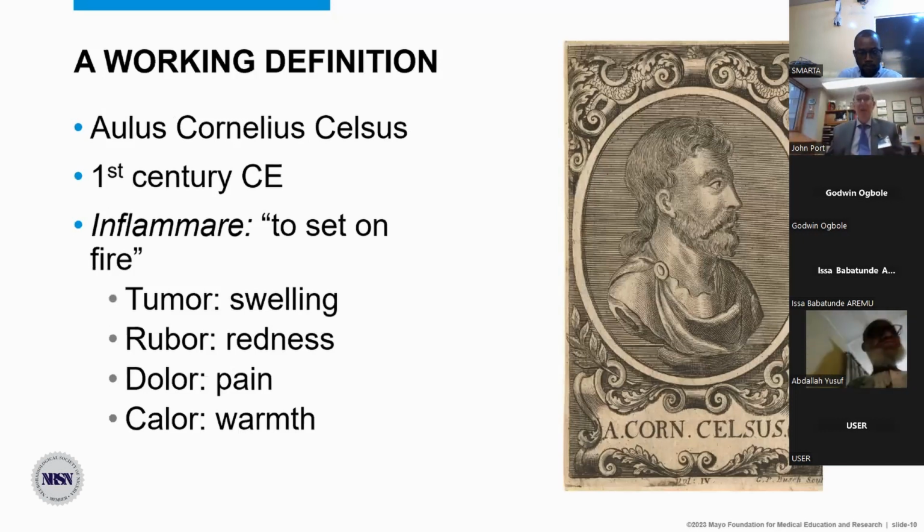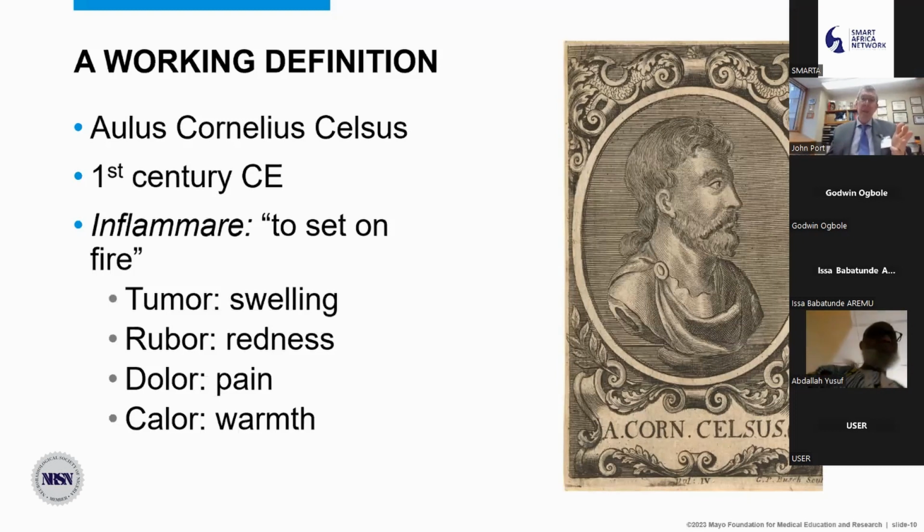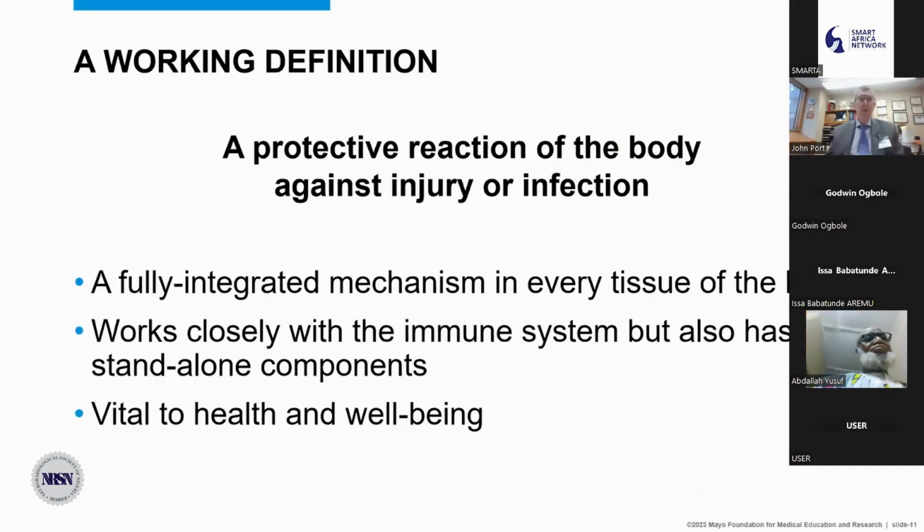About 2,000 years ago, this Roman named Celsus was the first person to describe inflammation, but he used things that he could see to describe it. For example, all of the cases that I showed you had swelling, redness, pain, and warmth on the skin. And the word he chose for that is inflammare, to set on fire, and that's what we use for inflammation today. That's kind of an old definition. Something more modern with modern medicine is that inflammation is a protective reaction of the body against injury or infection, right? And that seems a little more workable for the medicine that we have these days.